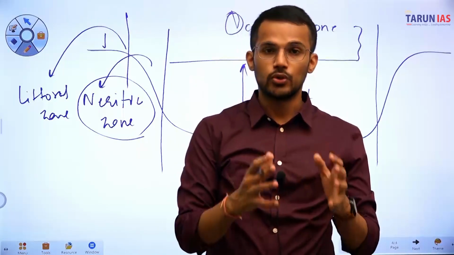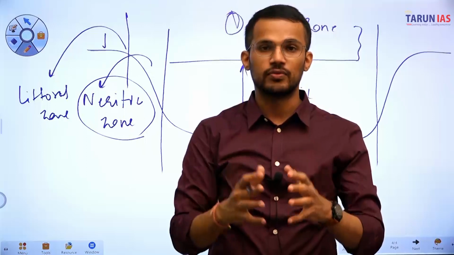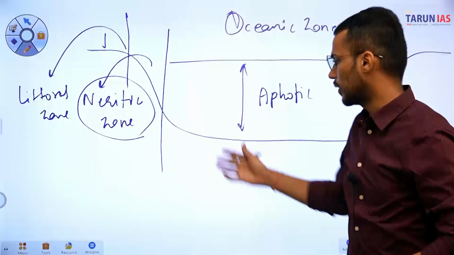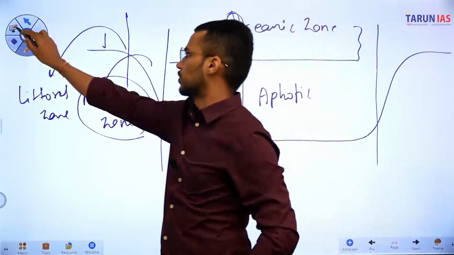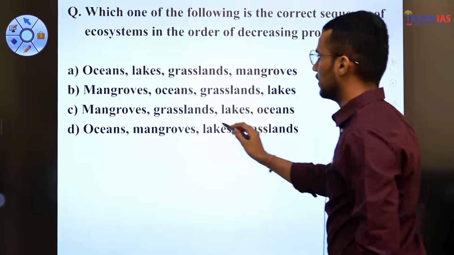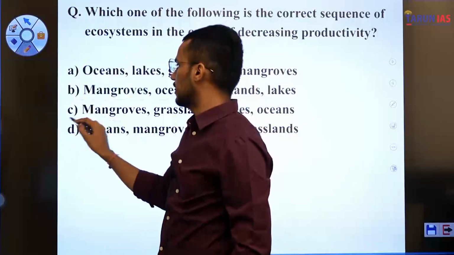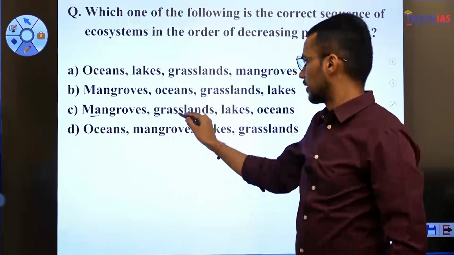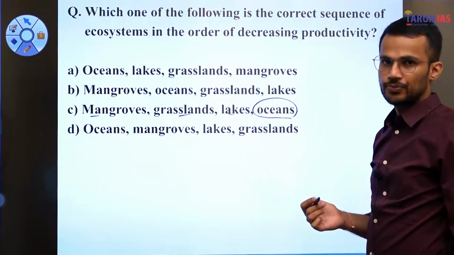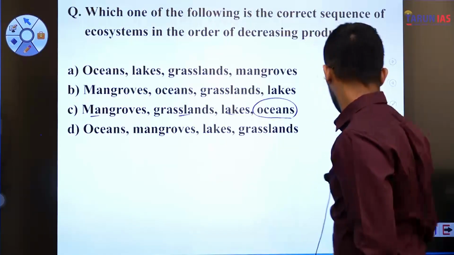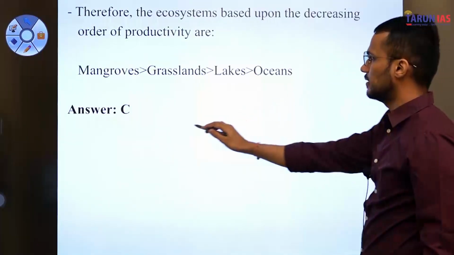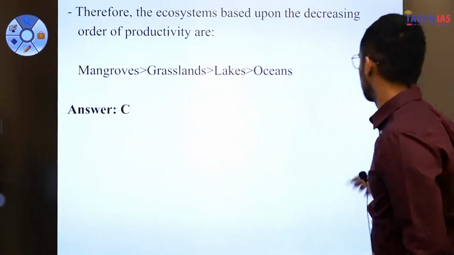And that's why oceans have restricted productivity, and they are considered the least productive amongst the choices that we are being given in this question. Fine. And that's why the answer to this question is C. First and the most productive is mangroves, then grasslands, then lakes, and finally oceans. Fine. So that is about this question. Answer is C. Fine. Next now.